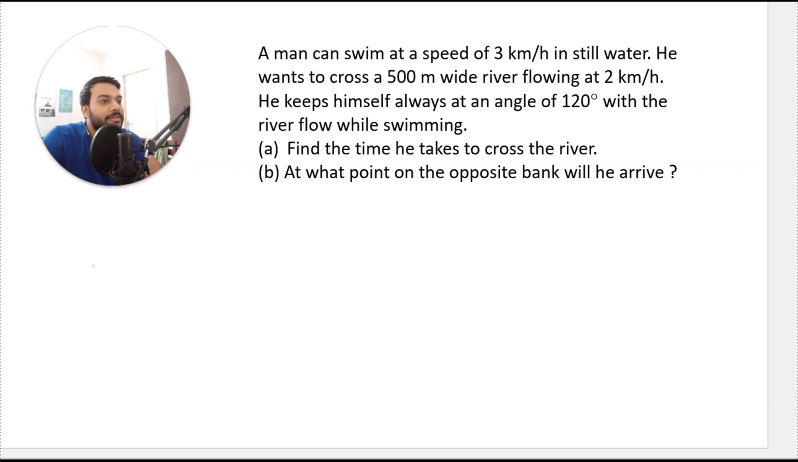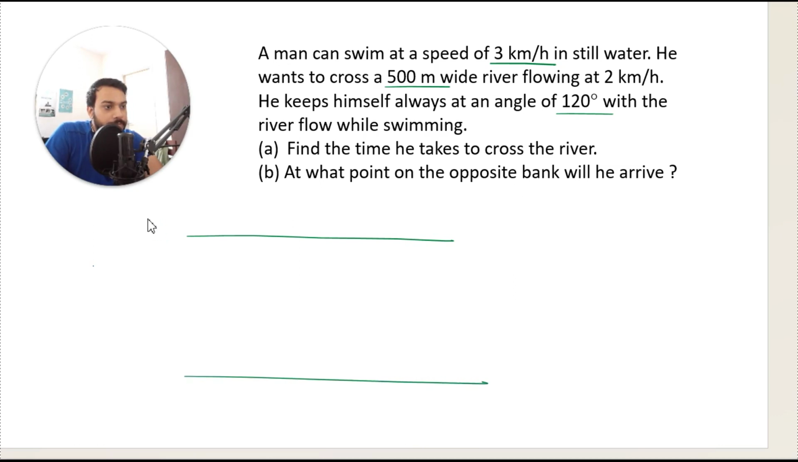Okay. A man can swim at a speed of 3 kilometers per hour in still water. He wants to cross a 500-meter wide river flowing at 2 kilometers per hour. He keeps himself always at an angle of 120 degrees with the river flow while swimming. Okay. So let's visualize the scenario first of all.